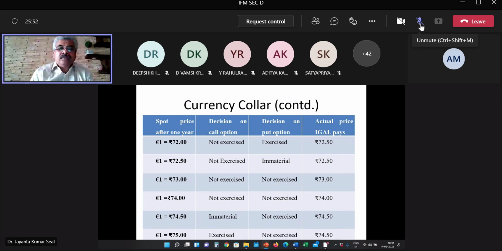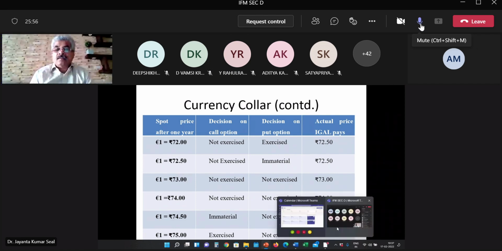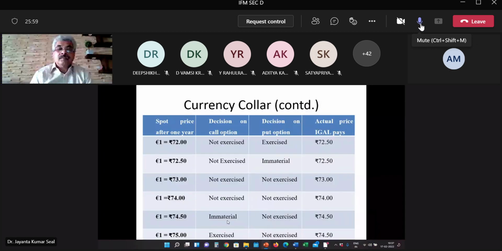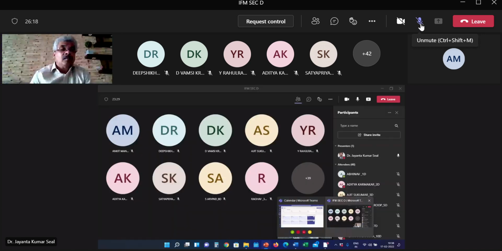Next. Any question? Somebody else was asking. Yeah. So actually, how much money is Indigo paying to buy 500 million euro? Okay. Any question?